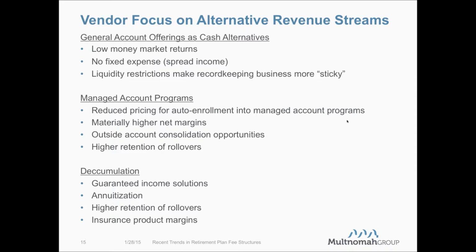The beauty of these types of programs for a vendor is that they have materially higher net margins. So let's say target date funds have an expense ratio of 0.6 or 0.7%. That's the total cost. Typically in a managed account program, you have the expense of all the investment products plus an additional charge for the managed account solution that may be as much as 0.6 or 0.7%. So it's a significantly more expensive solution, providing more customization than a target date fund, but more revenue back in many cases to the record-keeping service provider.